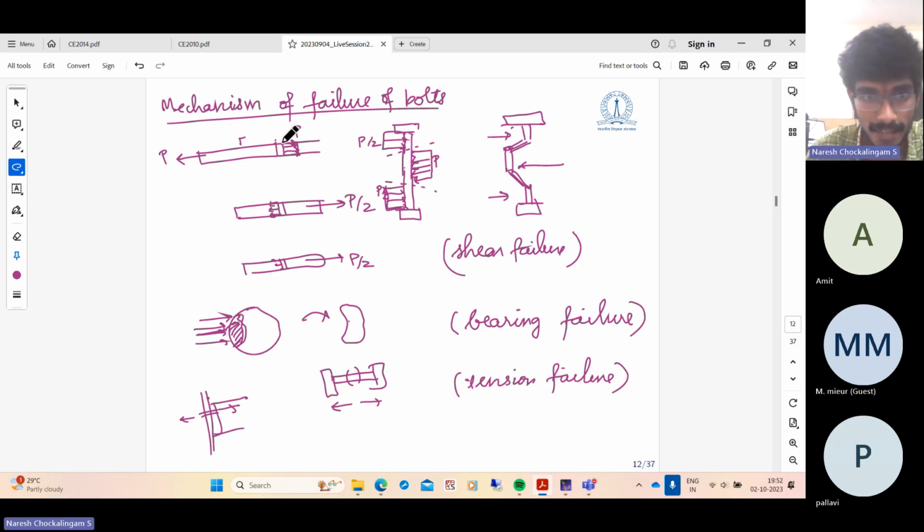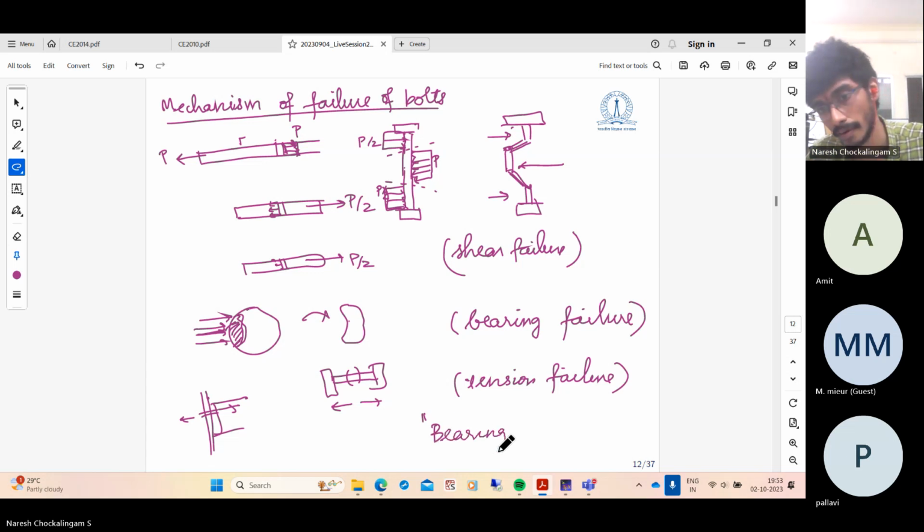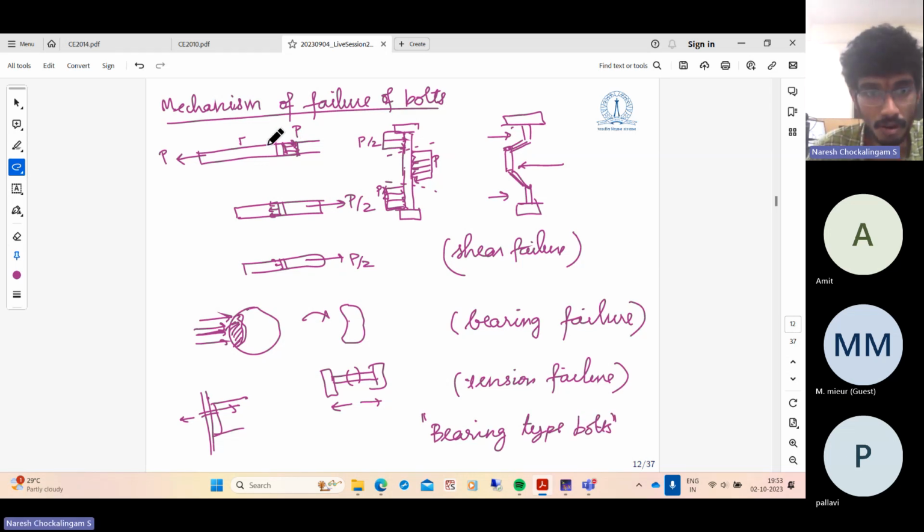But what is the assumption here? It assumes that when we apply the force, the surface of the slot comes in contact with the surface of the bolt, and the forces are transmitted by contact. So when there is an actual contact of the plate and the bolt itself, we call them bearing type bolts. Until bearing happens, there is no contact between the bolt and the surface of the slot itself.